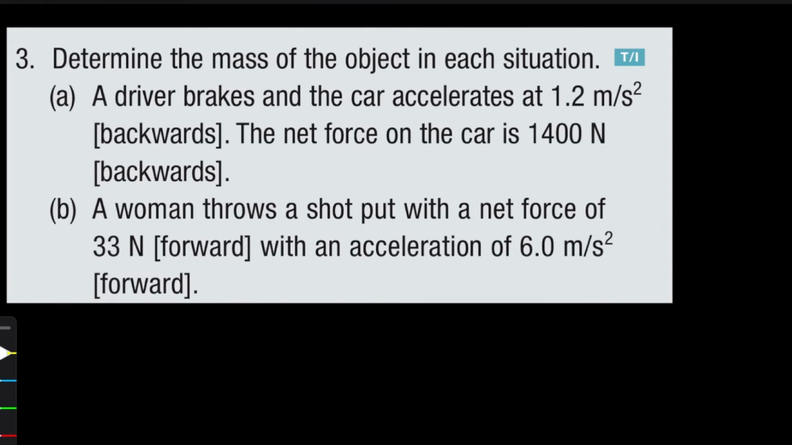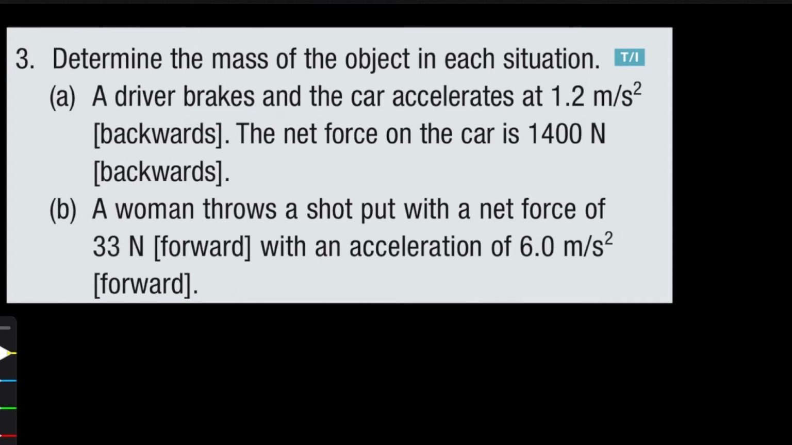The next question that we're going to do is question number 3. In question number 3, they want us to determine the mass of the object in each situation. The first situation is a driver brakes and the car accelerates at 1.2 meters per second squared backwards, and the net force on the car is 1,400 newtons backwards as well.